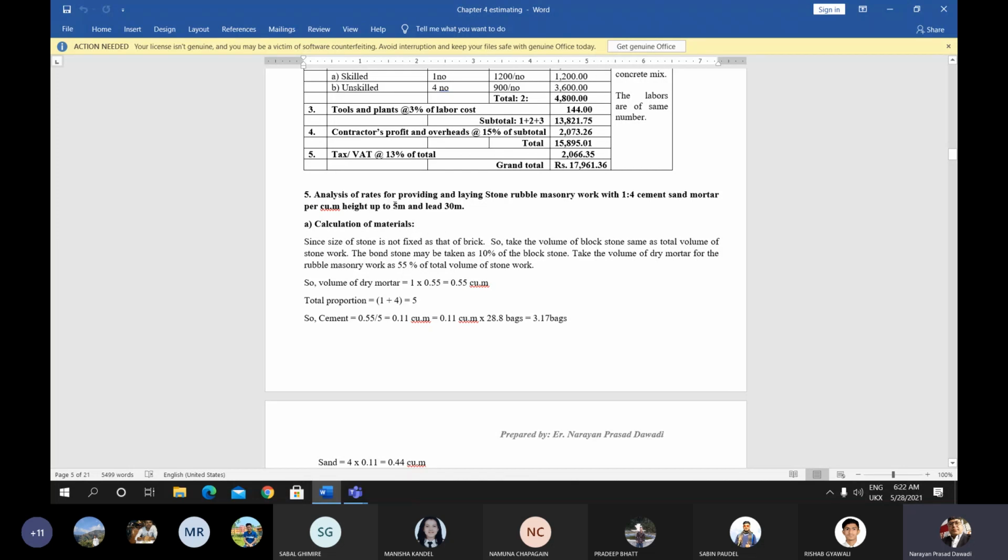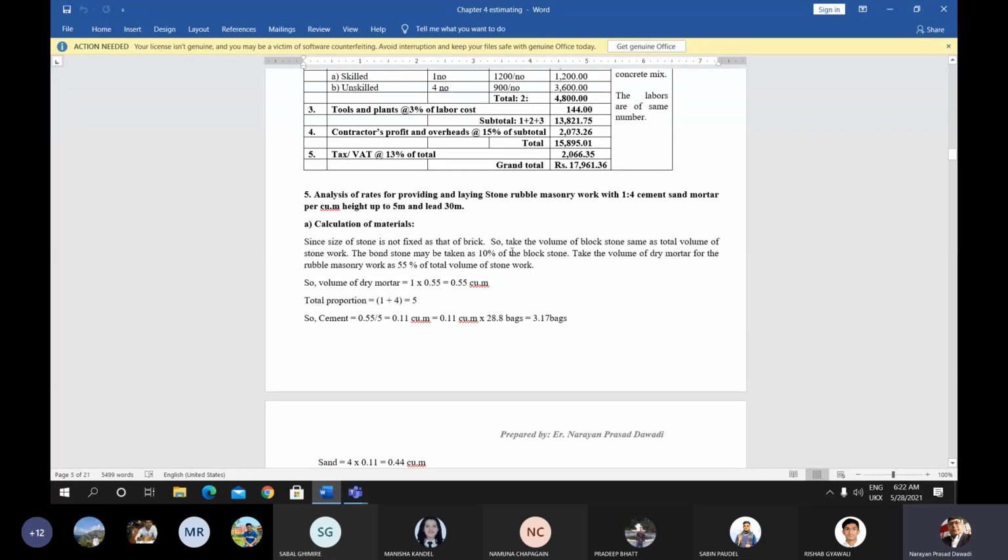And in rubble masonry also we have to maintain the bonding. For maintaining the bond, or for maintaining the side edge of the walls straight and vertical, we use the bond stone. Generally, bond stone is taken as 10% of the block stone.